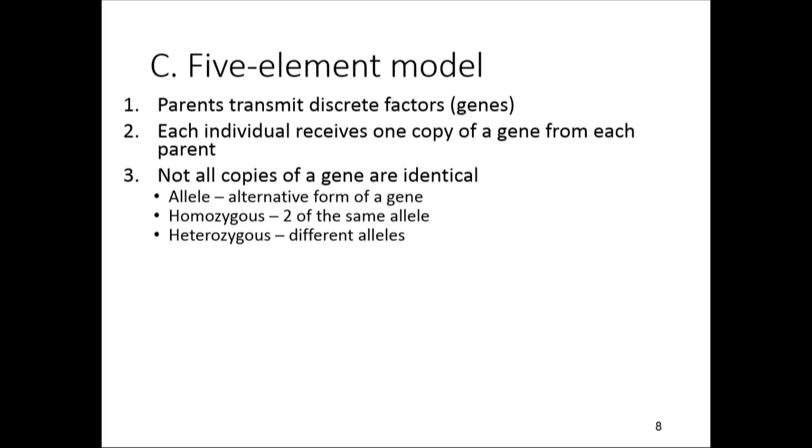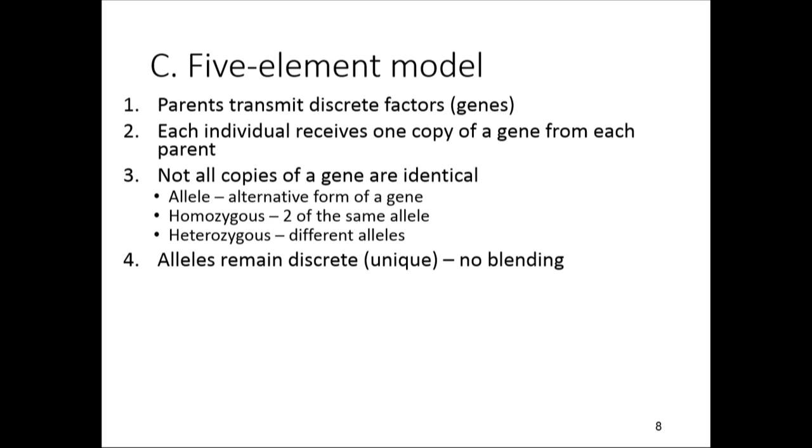And not all copies are identical. An allele, then, is an alternative form of a gene. So we have a purple allele and a white allele for flower color. If you have 2 of the same allele, you're homozygous. If you have 2 purple alleles, you're homozygous. If you have different alleles, a purple and a white allele, then you're heterozygous.